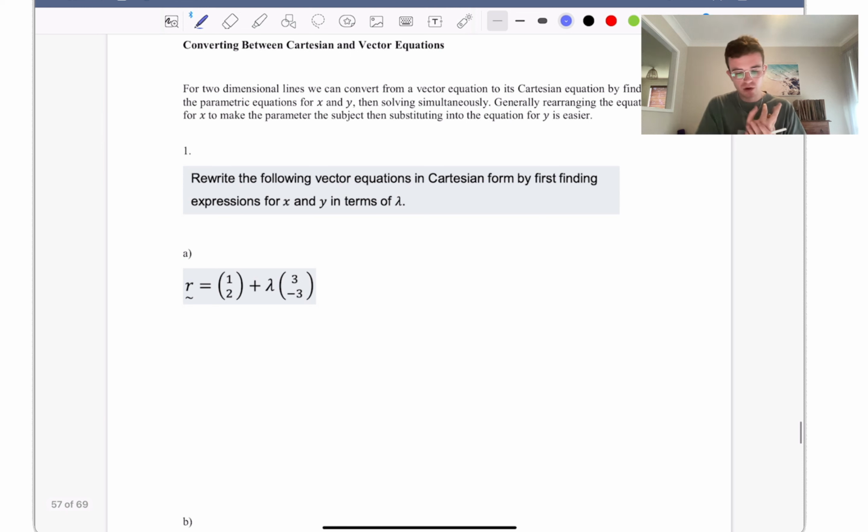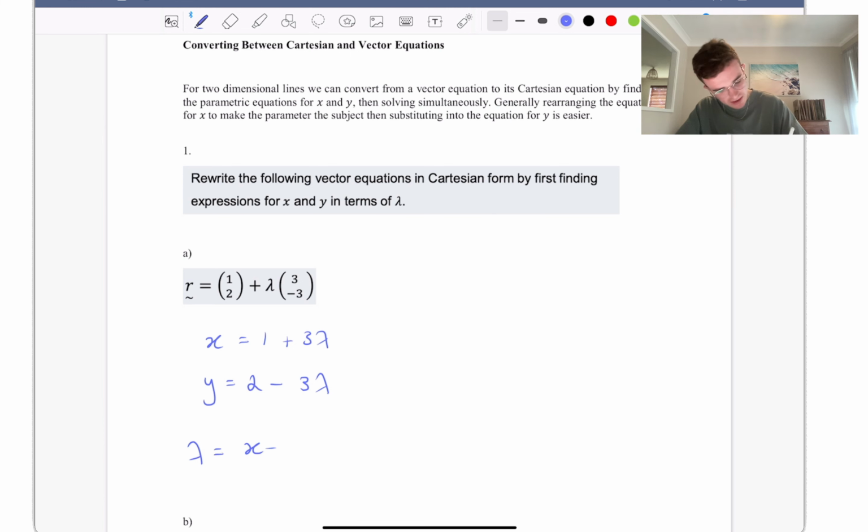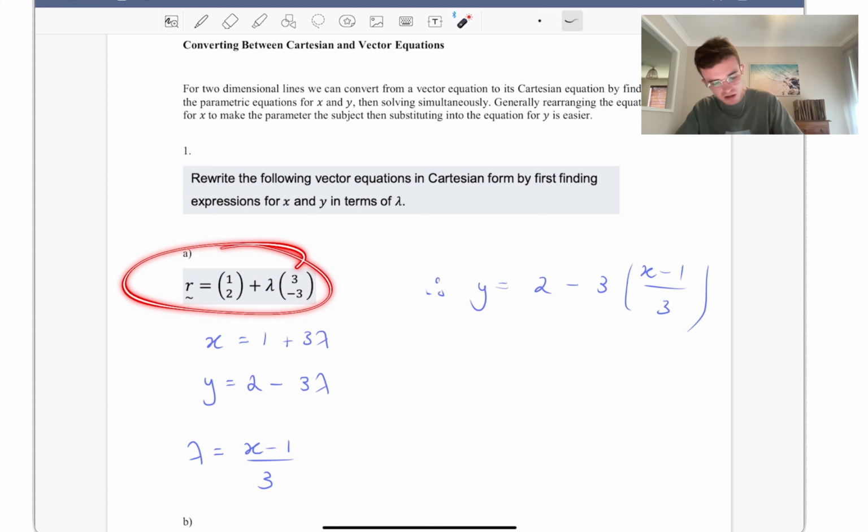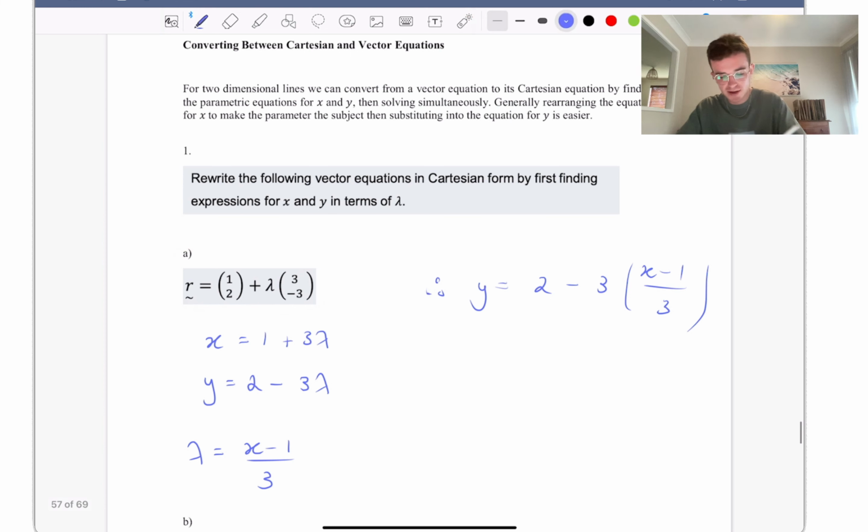So rewrite the following vector equations in Cartesian form by first finding the expressions for x and y in terms of lambda. So x is equal to 1 plus 3 lambda, and y is equal to 2 minus 3 lambda. Let's make lambda the subject of the first one. Lambda is equal to x minus 1 on 3. So therefore y is equal to 2 minus 3 lots of x minus 1, not 3. Now I just made a mistake there, and maybe don't go straight from here to here, because you can see I just made a mistake.